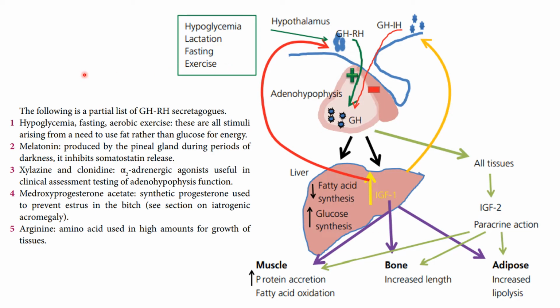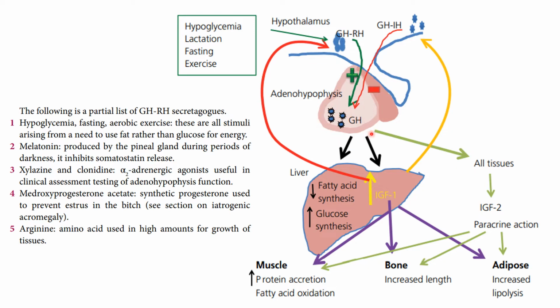So how is the secretion of growth hormone regulated? In the hypothalamus, when it senses hypoglycemia, or low blood sugar, lactation, fasting, or exercise, when these four are sensed by your hypothalamus, GHRH is released. So your growth hormone releasing hormone is released through the hypophyseal portal system. It finds its way to these somatotropes, which will release your GH.